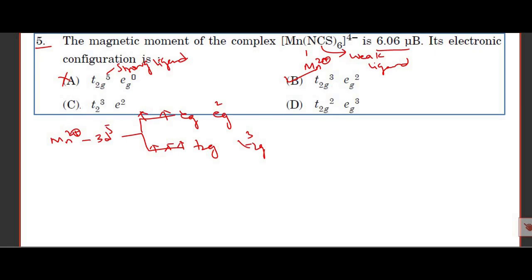And here in C, t2g3 eg2, this is for tetrahedral. But here the given complex is an octahedral complex, hence option C is wrong. t2g2 eg3 is just a reverse of this configuration, hence D is also wrong. B is the correct answer.